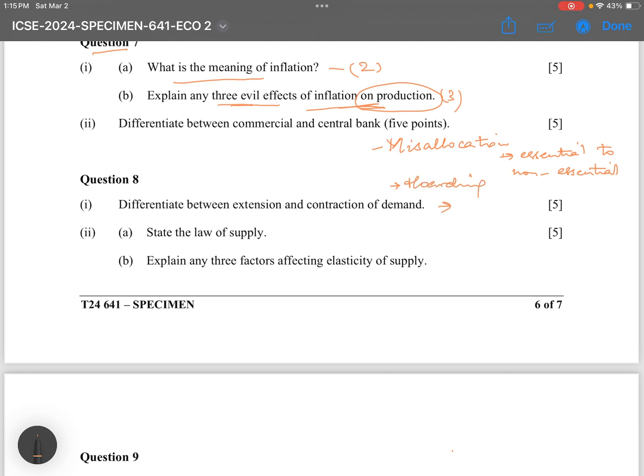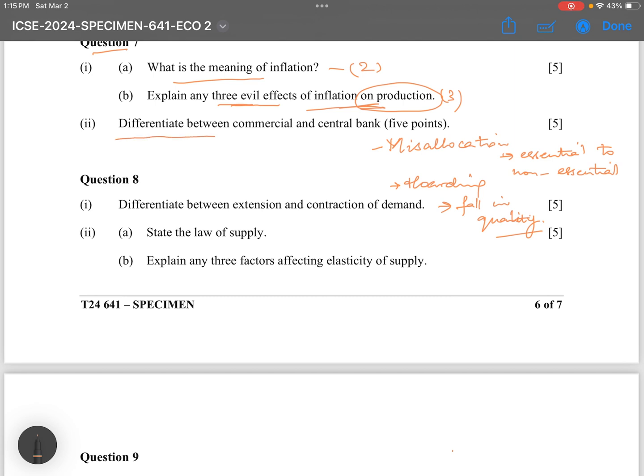Third could be that it can lead to fall in quality. So producers are more concerned about fall in quality. Producers are more concerned about producing numbers, producing more quantity of goods, and they tend to sacrifice quality in this case, okay, because they're concentrated on earning higher profits. There is wastage of resources. There are one or two more effects, so you can explain any 3 properly.